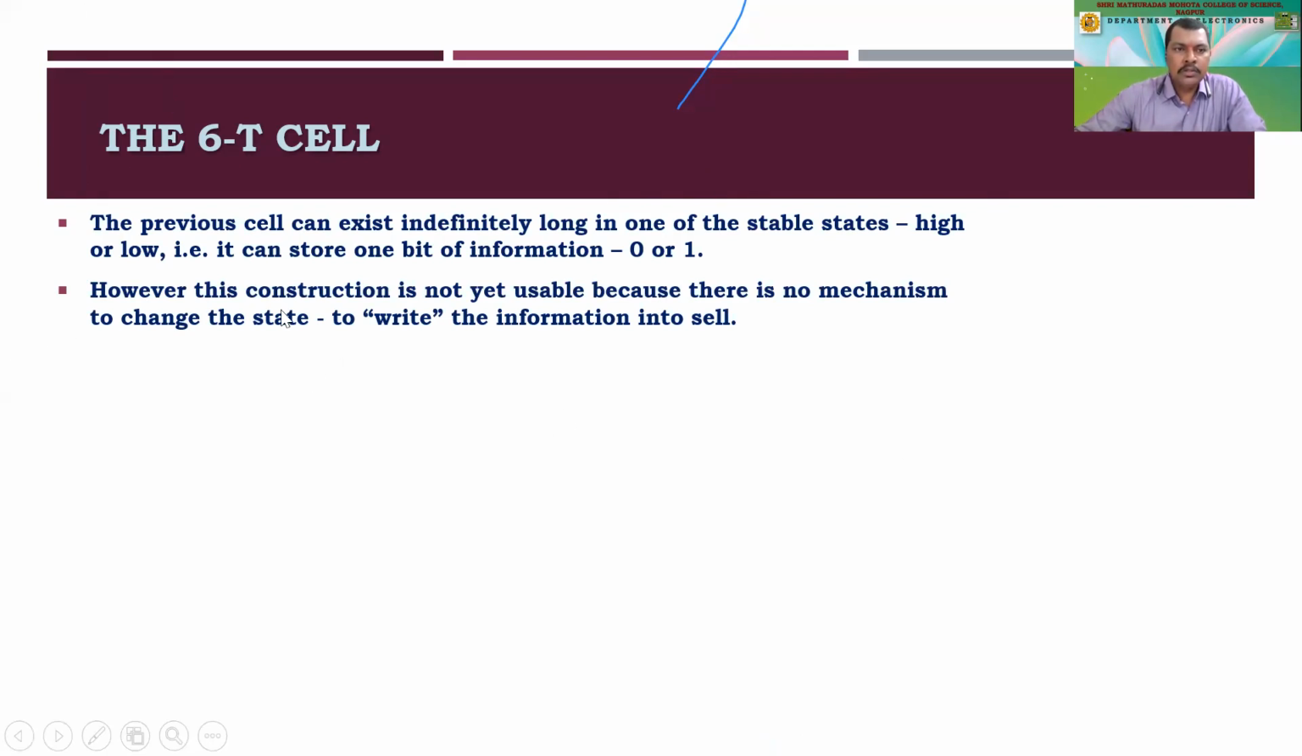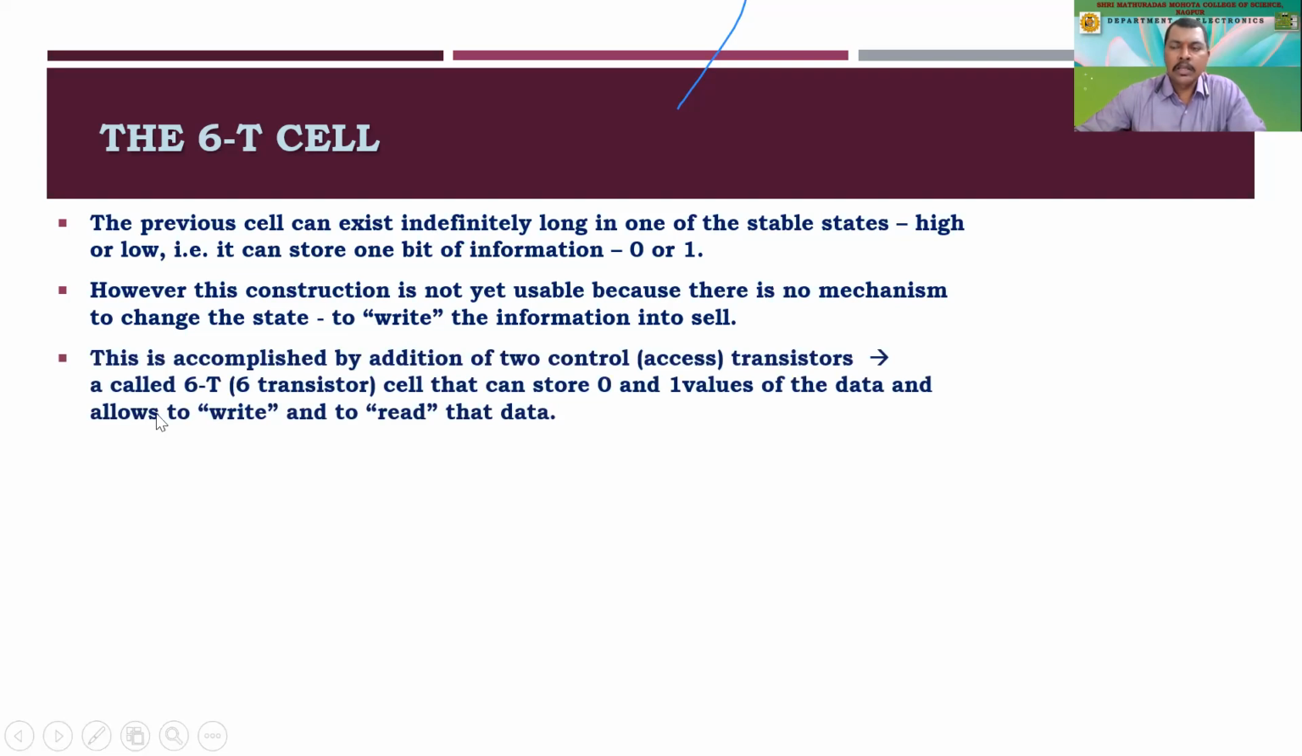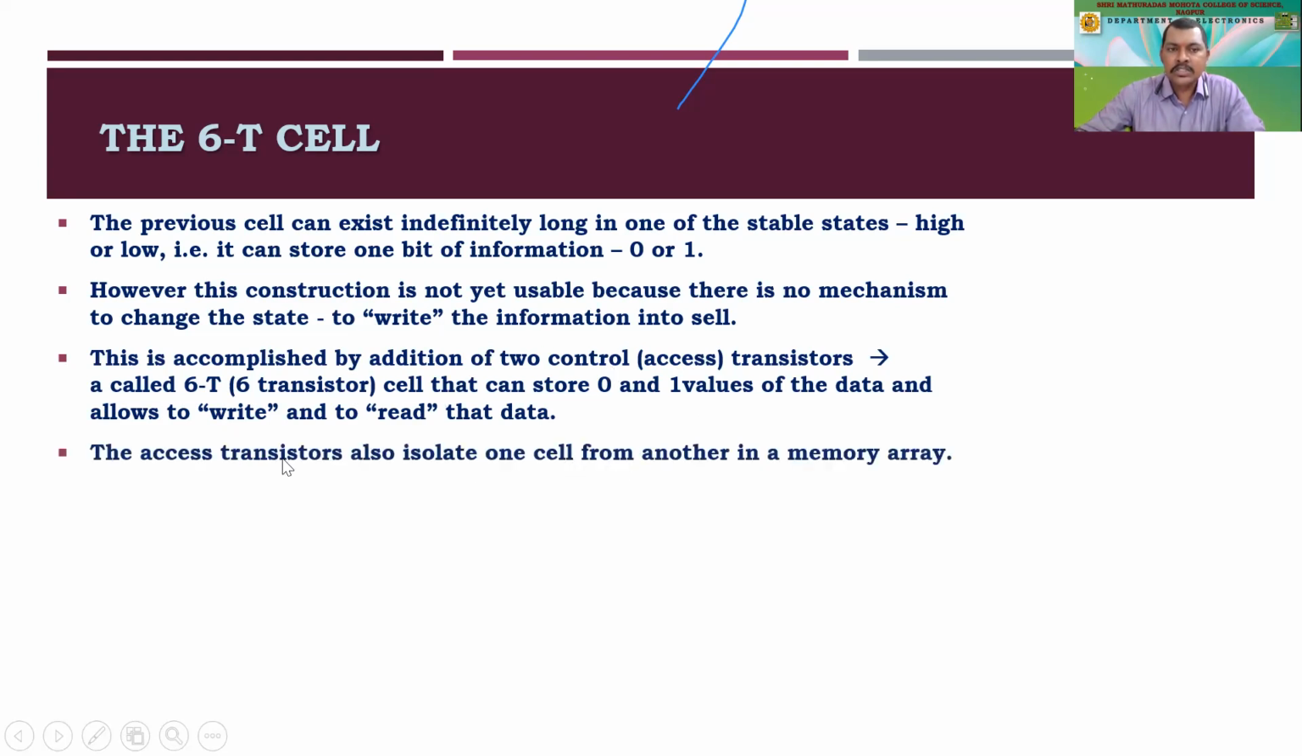So, however, this construction is not yet usable because there is no mechanism to change the state to write the information into the cell. This is accomplished by the addition of two control access transistors, called a 6T, that is, a 6 transistor cell that can store 0 and 1 values of the data and allows us to write and to read that data. So this six transistor combination will have that, right?